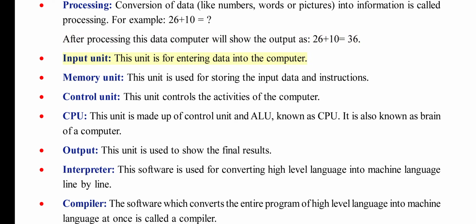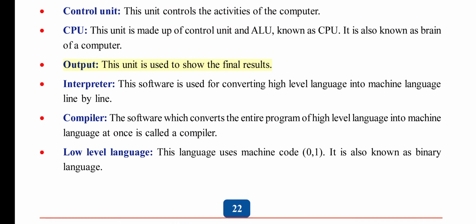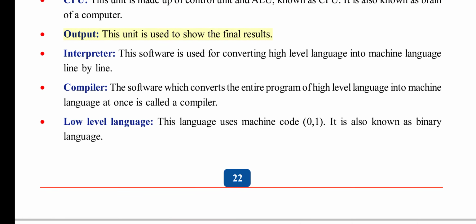Input unit. This unit is for entering data into the computer. Memory unit. This unit is used for storing the input data and instructions. Control unit. This unit controls the activities of the computer. CPU. The control unit and ALU together are known as the CPU. It is also known as the brain of a computer. Output unit. This unit is used to show the final results.